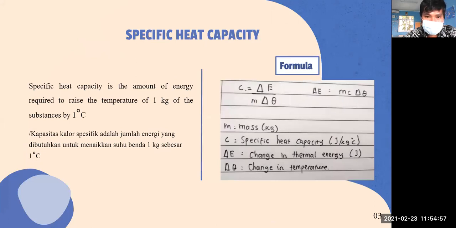Specific heat capacity is the amount of energy required to raise the temperature of 1 kilogram of the substance by 1 degree Celsius. The formula is: specific heat capacity equals the change in thermal energy divided by mass times the change in temperature. The change in thermal energy equals mass times specific heat capacity times the change in temperature.